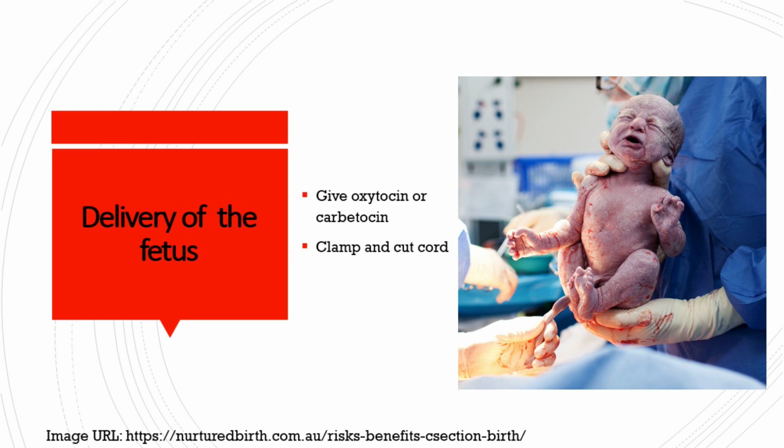Once the baby is fully delivered, the next step is to clamp and cut the umbilical cord. The cord is clamped in two places. The segment between the two clamps is then cut with sterile scissors. This step is usually done after a delay of 30 to 60 seconds if the fetus is vigorous and there is no maternal concern.